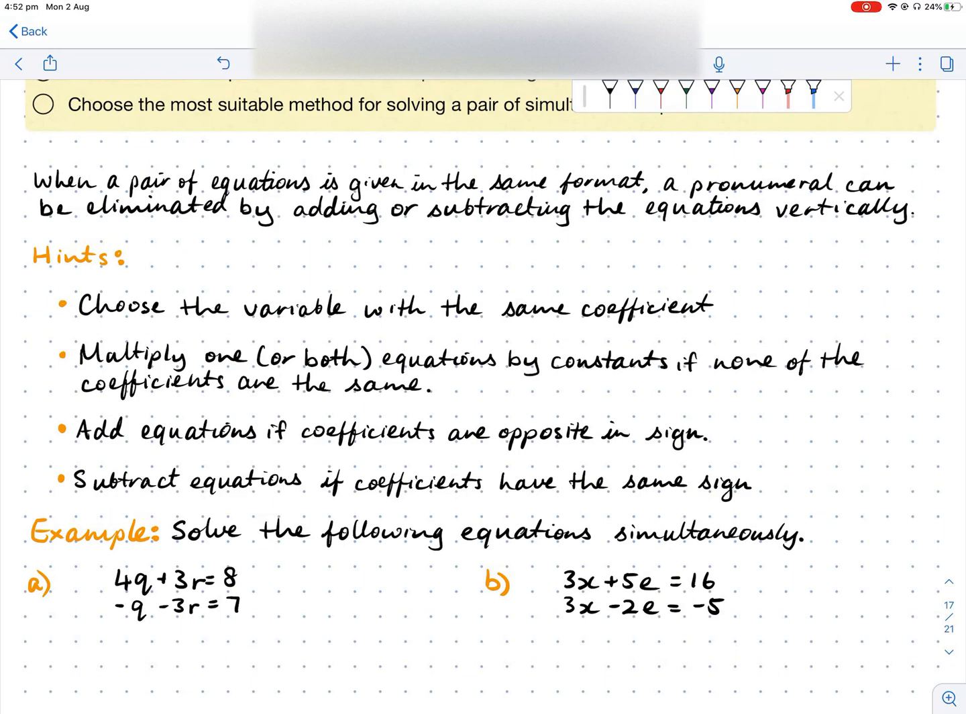When we're looking at the equations then, with the pronumerals having the same coefficient, now we look at the sign. So if one's a positive and one's a negative, then what we're going to do is add those equations together. So if the coefficients are opposite in sign. If the coefficients have the same sign, so they're both positive or both negative, then we're going to subtract the equations. So think about if you've got like a 4 and a 4, to cancel them off, you need to subtract them. But if you've got a 7 and a negative 7, you can see if you add those numbers together, that will cancel them off.